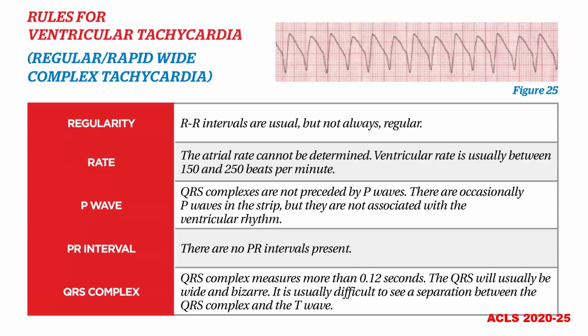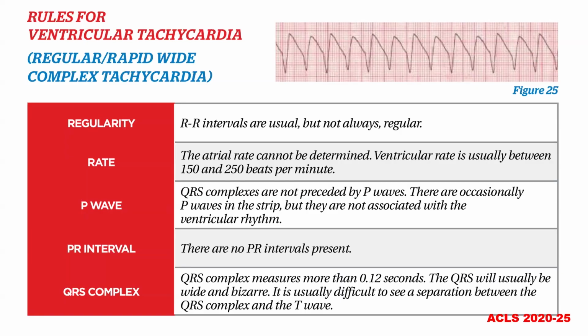Second, ventricular tachycardia. The rhythm is usually but not always regular. The atrial rate cannot be determined. The ventricular rate is usually between 150 and 250 beats per minute. QRS complexes are not preceded by P waves. There are occasionally P waves in the strip, but they are not associated with the ventricular rhythm. There are no PR intervals because there are no P waves.